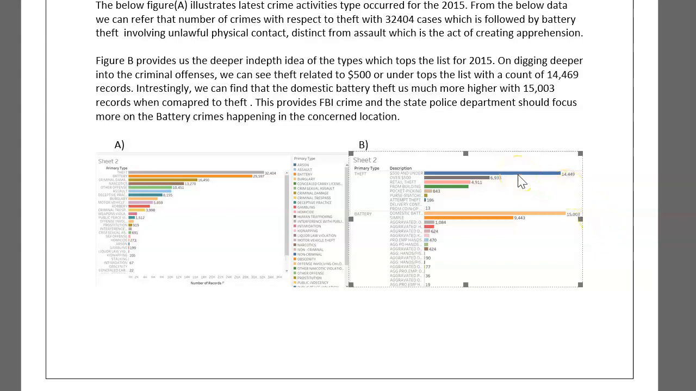The FBI and the state police department need to focus on these two parameters, basically theft and domestic battery violence, to make sure the number of cases gets even further down compared to 2015, which is already being done. That's good, but in 2016 it can be a much better outcome if, as a recommendation, the FBI and the state police department focus on theft and battery violence.